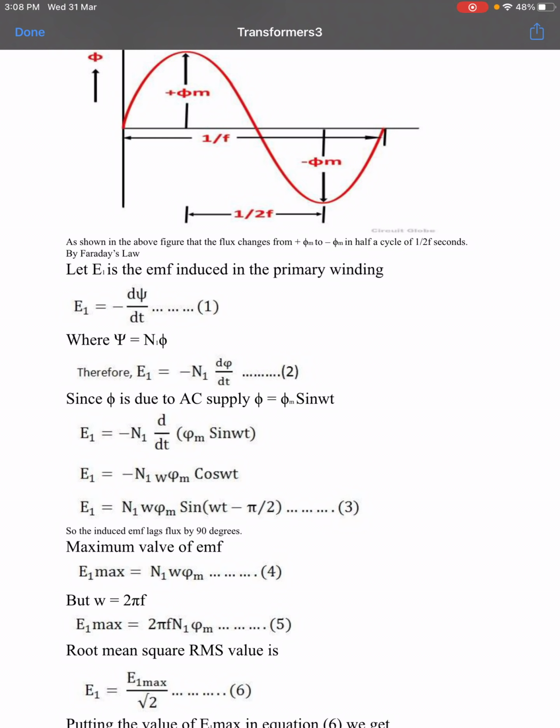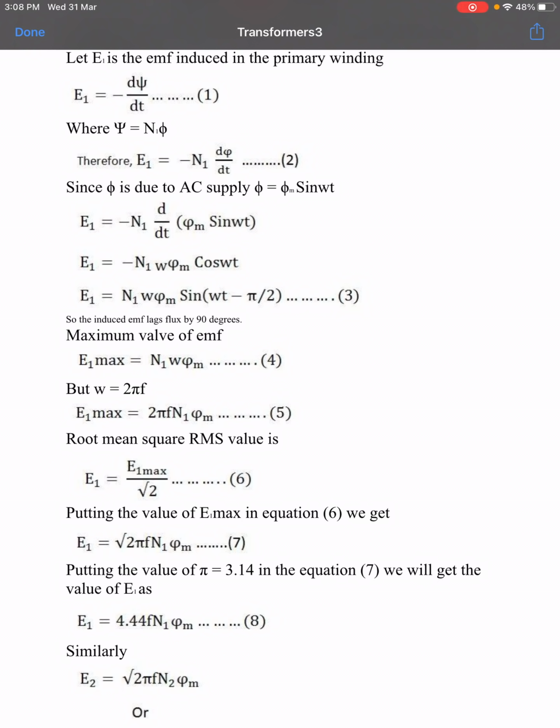So E RMS value equals E1 maximum by root 2. So E1 equals root 2 pi f N1 phi m. With pi equals 3.14, we get the value of E1 as 4.44 f N1 phi m. This is the primary induced EMF, the induced EMF in the primary side or primary winding of the transformer.